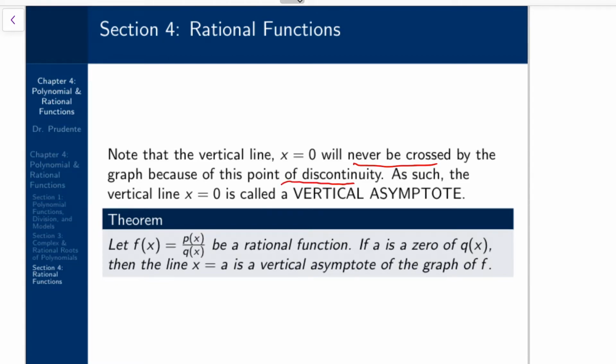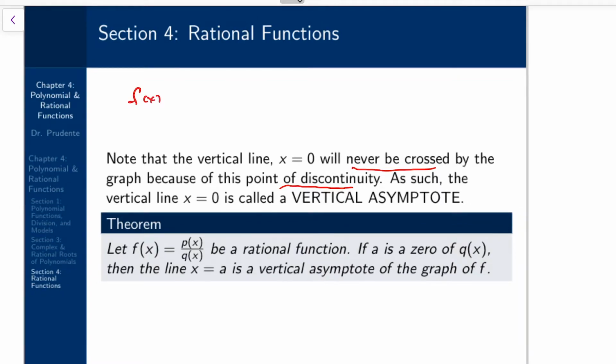If we consider our function f of x equals 1 over x, we can say the domain excludes where the denominator x is 0. This is a point of discontinuity because it makes our denominator equal to 0. And any vertical line that makes our denominator 0 is what we call a vertical asymptote.